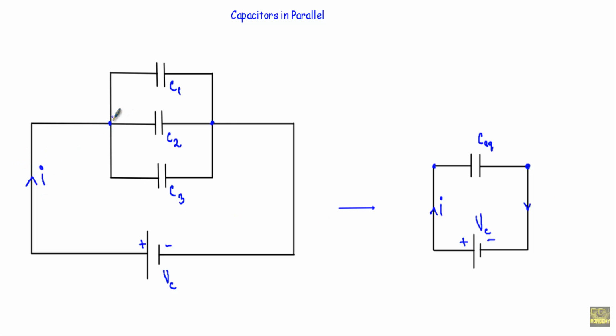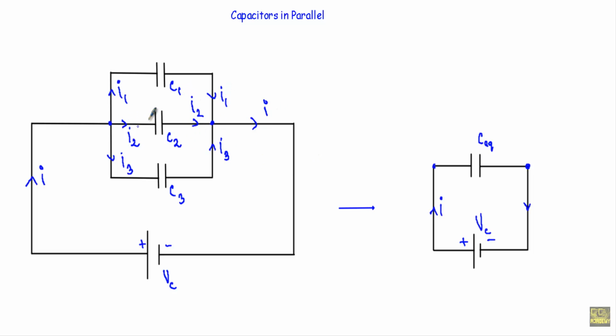Now see, when this current gets to this point, it will divide. A current I1 will charge up the capacitor C1, a current of I2 will charge up the capacitor C2, and a current of I3 will charge up the capacitor C3. So in this direction I will get I1, here I will get I2, and here I will get I3, and in this direction I will get I, which will be the sum of I1, I2 and I3.